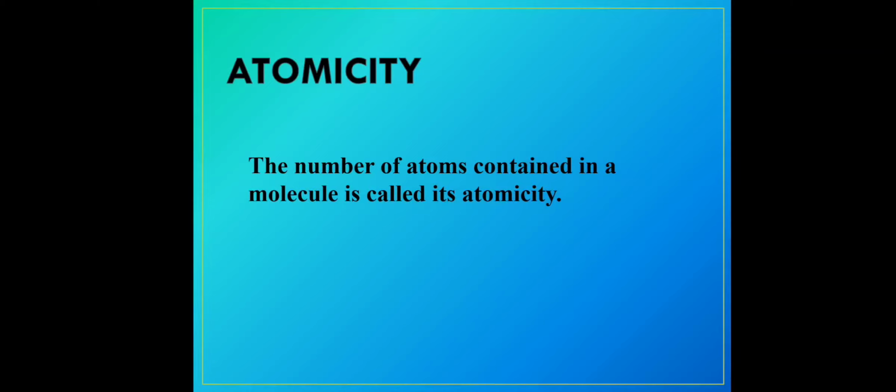For that, we should first know atomicity. What is atomicity? The number of atoms contained in a molecule is called its atomicity. Let's look at some examples here. If we are talking of a water molecule, you must all know the chemical formula for water, that is H2O. So we have 2 atoms of hydrogen and 1 atom of oxygen. So the atomicity of a water molecule is 3, that is 2 plus 1, equal to 3.